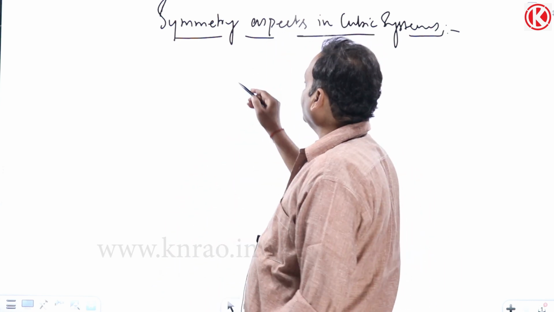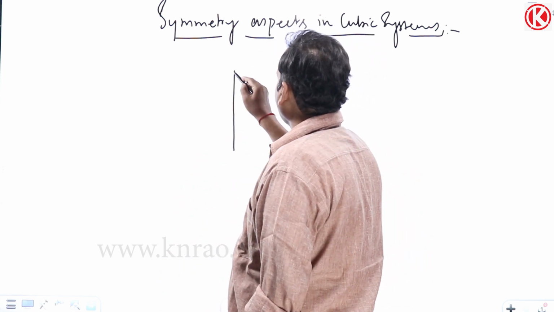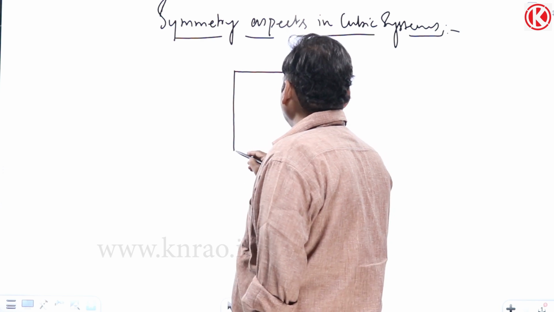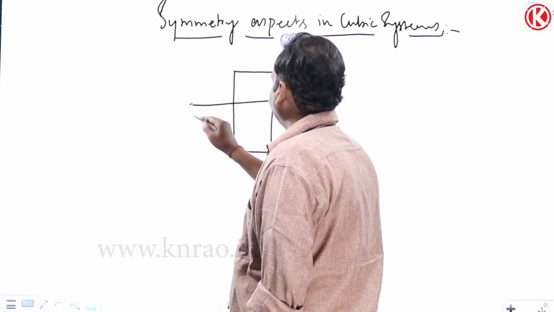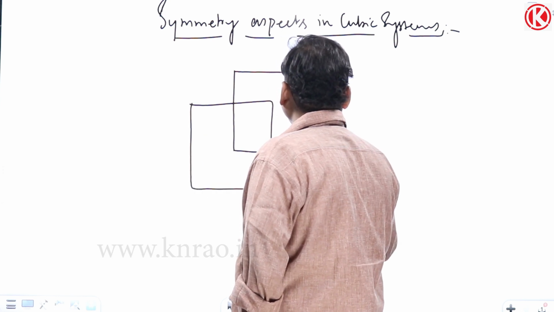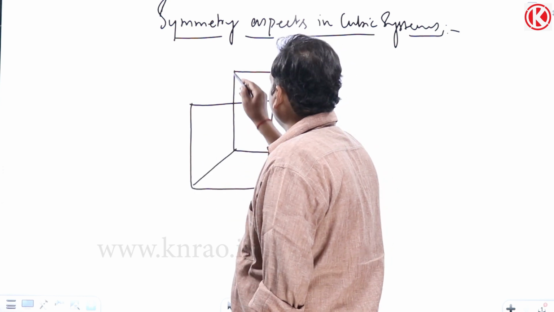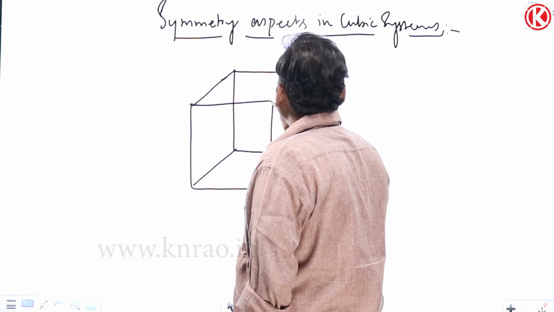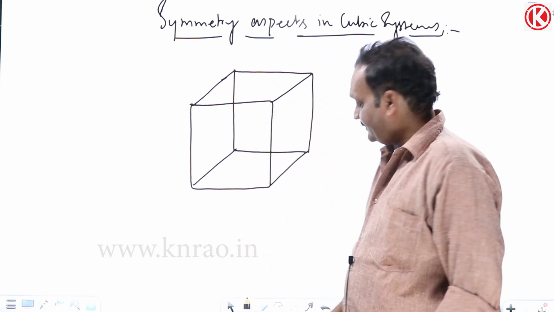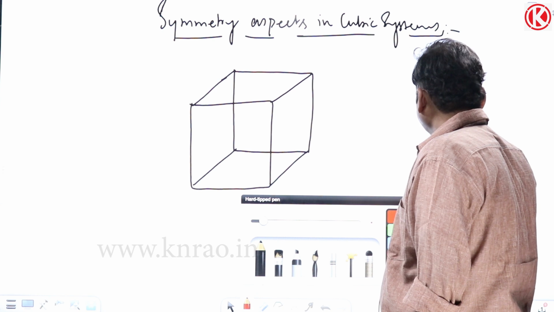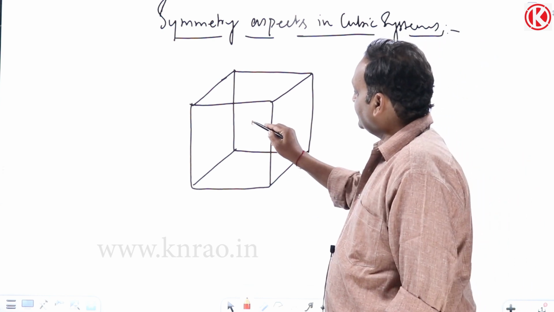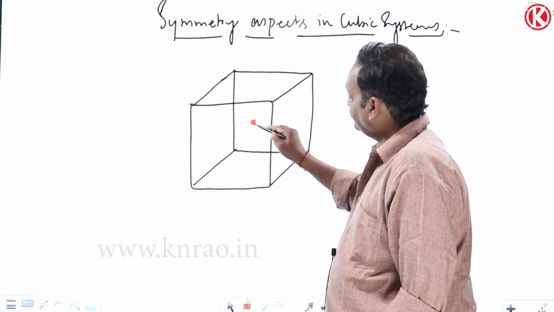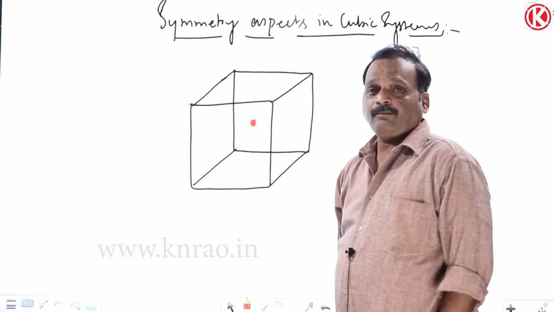Now you take a cube. All sides are equal, and all angles are 90, 90, 90. A cube is like this. Now consider this point, which is the body center.